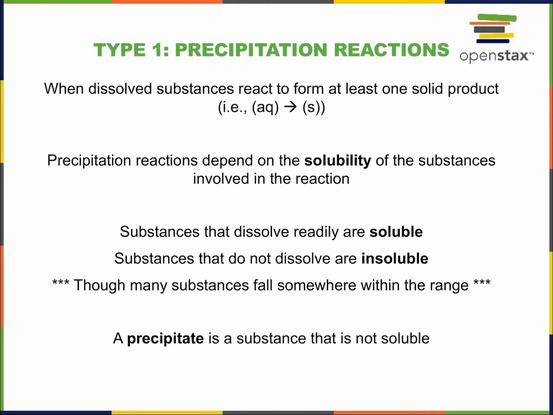Substances will fall within a range of soluble and insoluble, so sometimes we might call something slightly soluble. A precipitate is a substance that is not soluble, so it will settle out of solution.